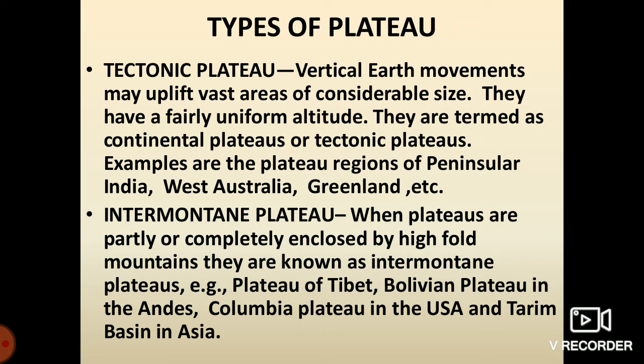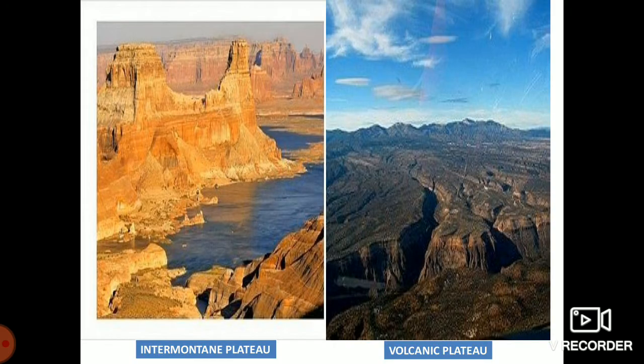Intermontane plateau. When your plateaus are partly or completely enclosed by high fold mountains. We discussed the fold mountains in the previous video. So when high fold mountains enclose them, then they are known as intermontane plateaus. When these plateaus are partly, means half, or completely enclosed, means in their surrounding fold mountains are there, that is an intermontane plateau. Plateau of Tibet, Bolivian Plateau in Andes, Columbia Plateau in the USA and Tarim Basin in Asia, they are the intermontane plateaus. This is the picture of an intermontane plateau.